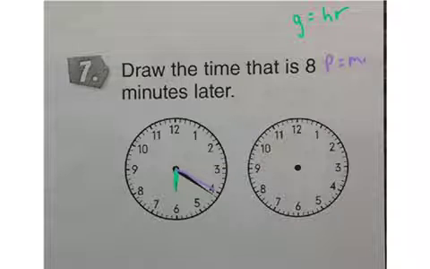Purple equals minutes. So let's leave the hour hand where it is on our model, because it's only 8 minutes later and we're starting here, so we know we're not going to make it to the next hour. So we're going to do our shorthand, keep that at the 6.